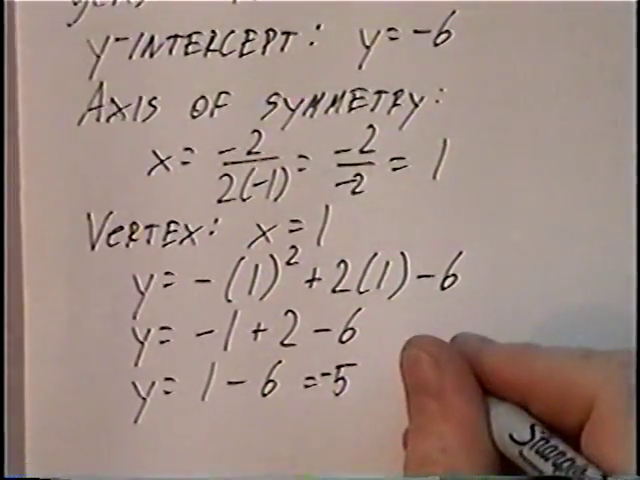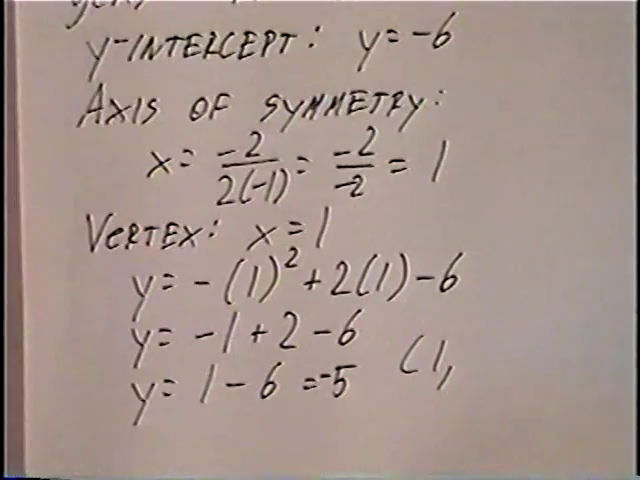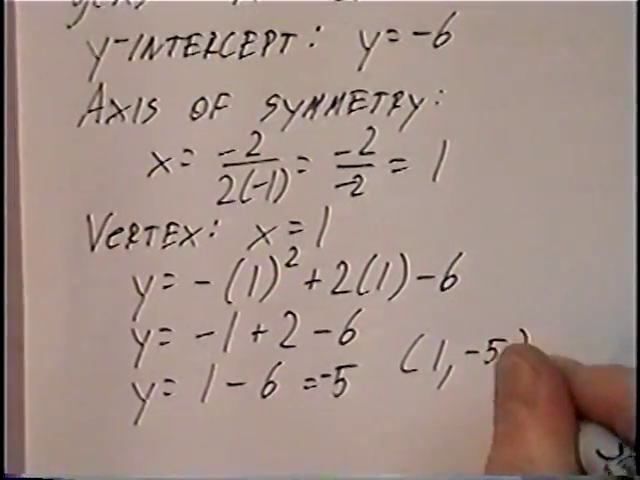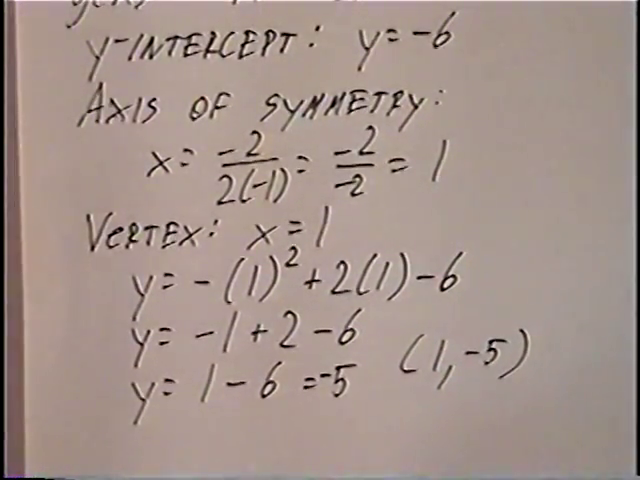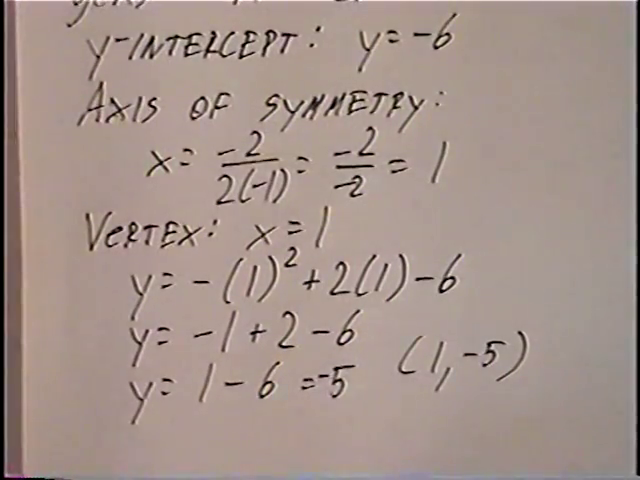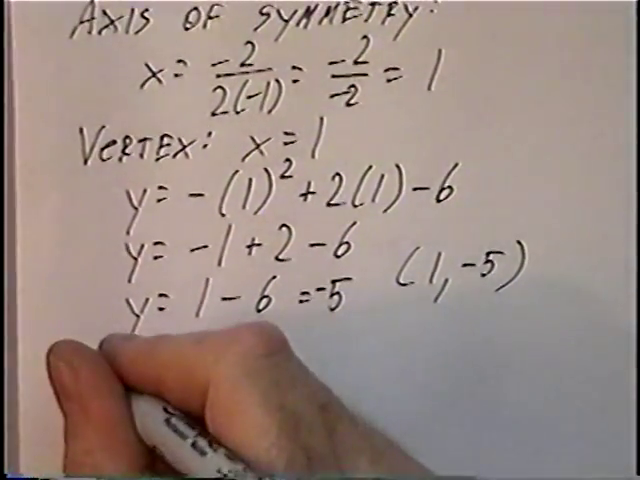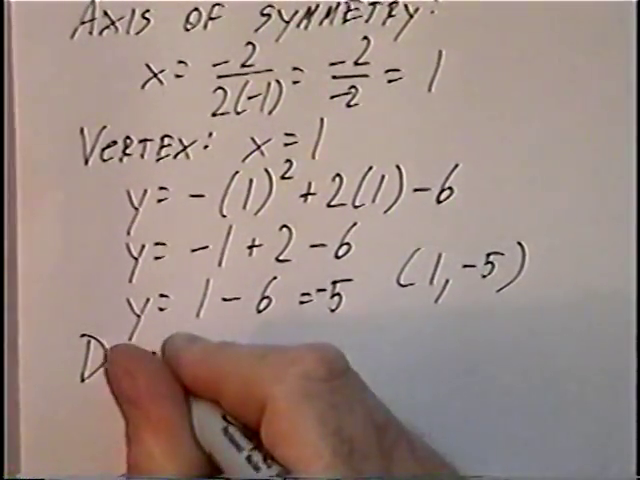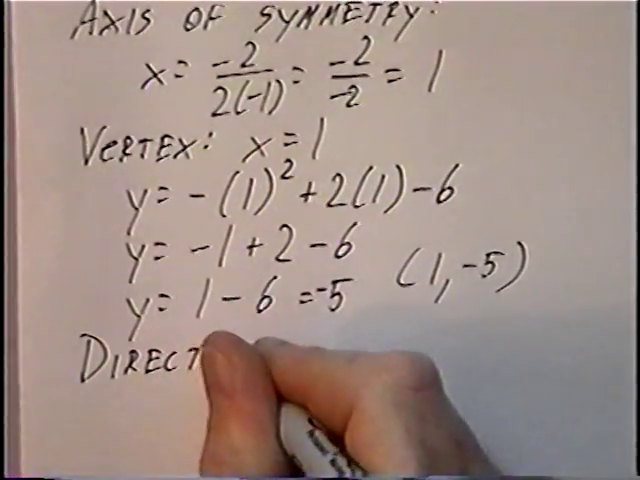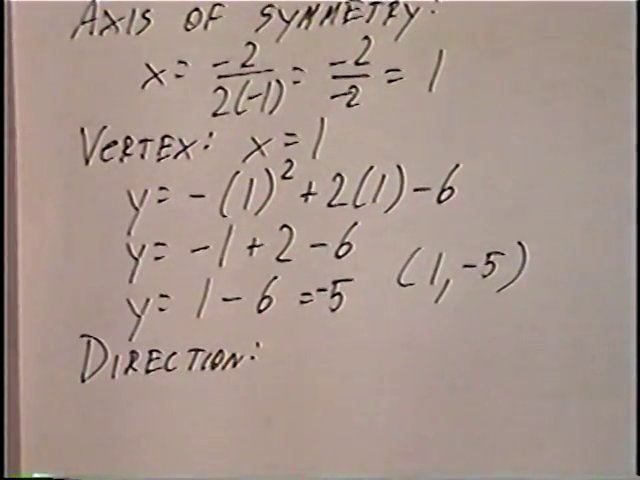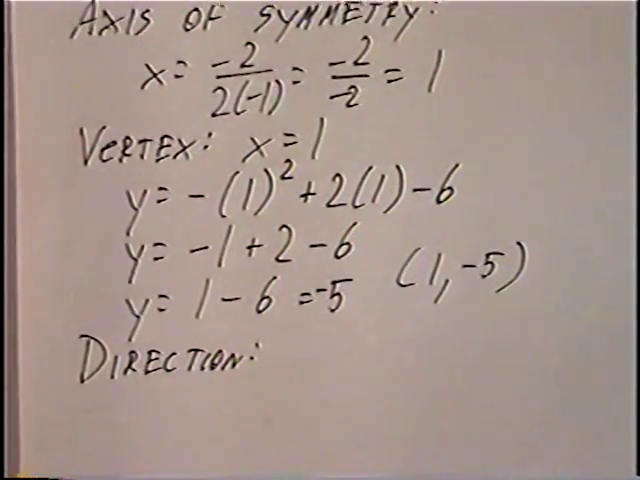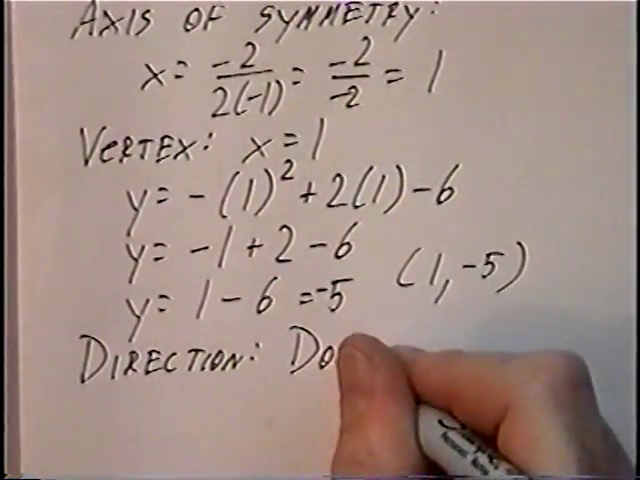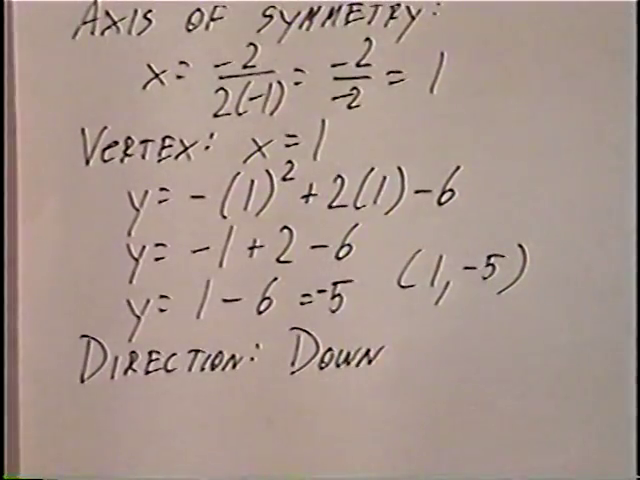Writing this as a point, we'll have the x value of 1 and the y value of negative 5. Last part we can find before a graph is the direction. Direction will go either up or down based on the value of a, the number in front of x squared. Looking back at the original question, negative x squared, a is negative 1, so this parabola or quadratic equation would open down.